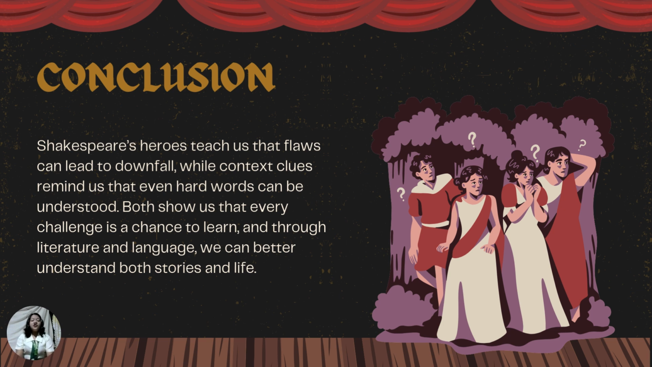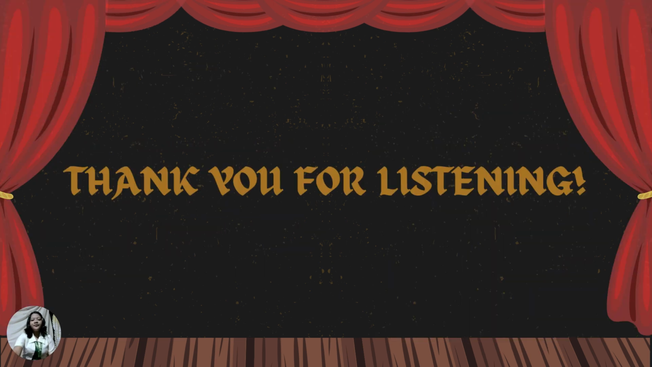Here in our conclusion, Shakespeare's heroes teach us that flaws can lead to downfall, while context clues remind us that even hard words can be understood. Both show us that every challenge is a chance to learn, and through literature and language, we can better understand both stories and life. As we end, remember this: Shakespeare's heroes remind us that human flaws can destroy greatness, while context clues remind us that difficult words can be conquered.